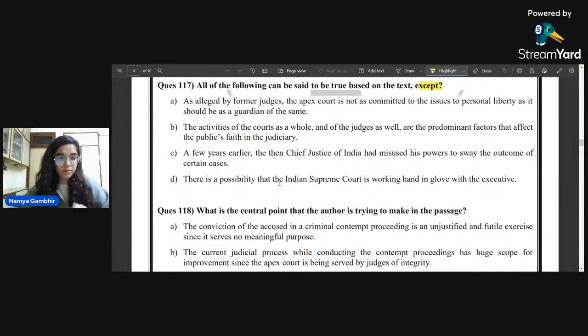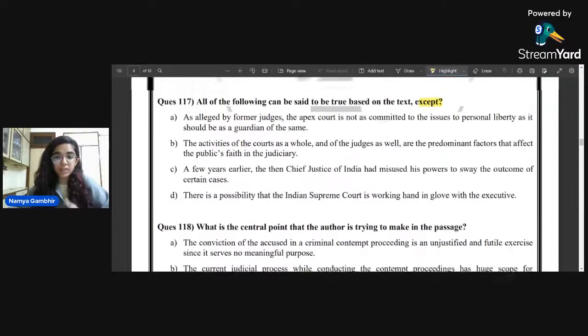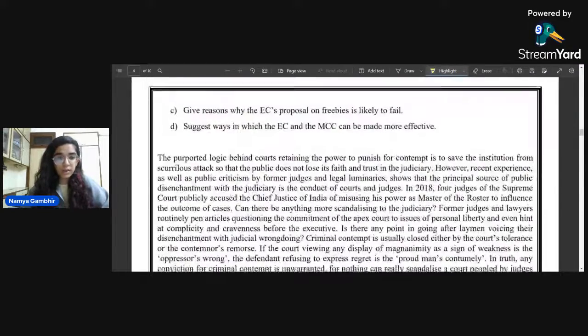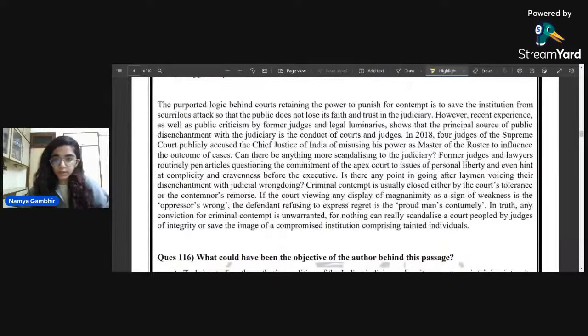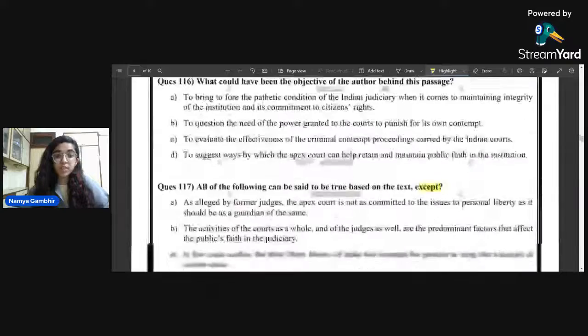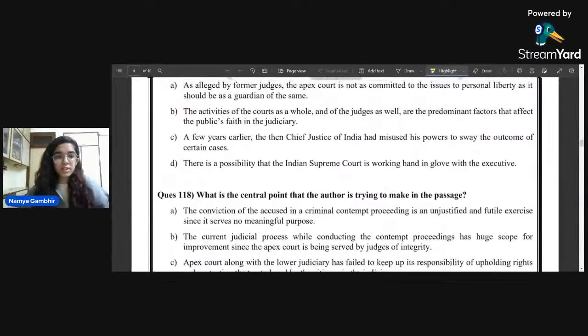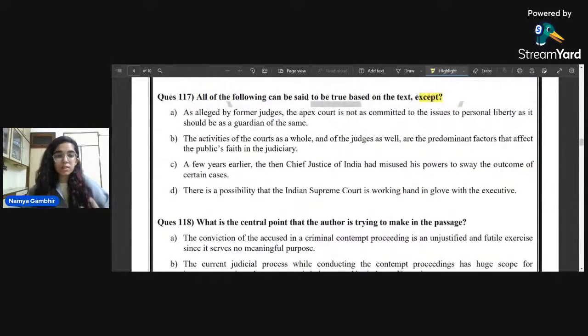And what's the fourth option? There is a possibility that the Indian Supreme Court is working hand in glove with the executive. Now, over here as well, when you read this part, former judges and lawyers routinely pen articles questioning the commitment of the apex court to issues of personal liberty and even hint at complicity and cravenness before the executive. Now, again, just like the C option, this is also something that has been alleged by, say, legal luminaries. This is not a conclusive statement.